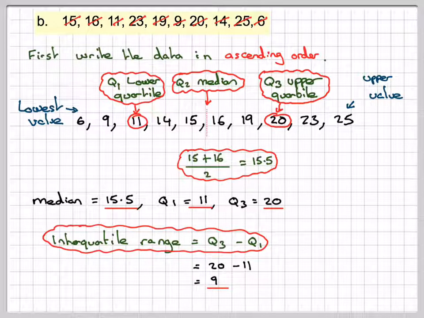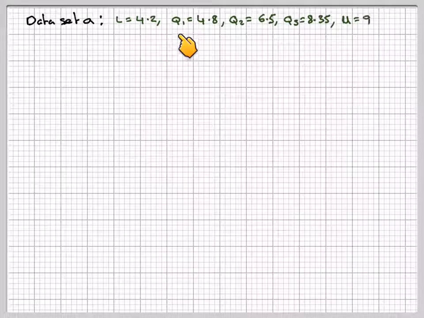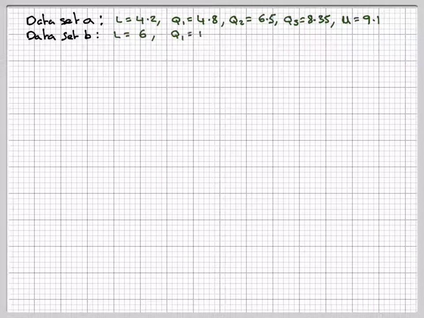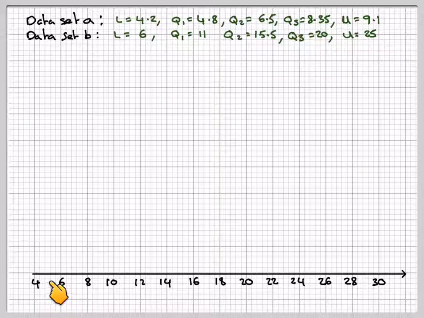Now we're asked to draw a box and whisker plot, so you really should do this on graph paper. So writing out all the information from the data, lower value, lower quartile, median, upper quartile, upper value, and the same for the other one. I'm going to draw them both on the same set. So in order to do that, I need to draw on a line here. So working out the scale carefully.